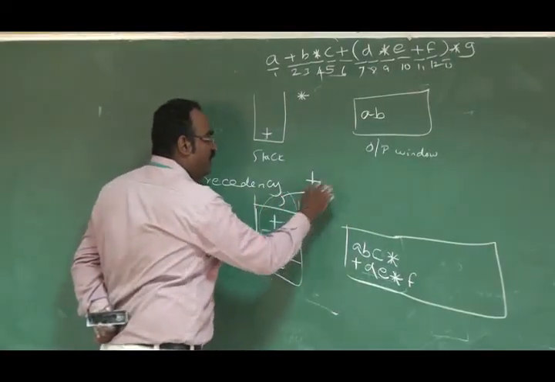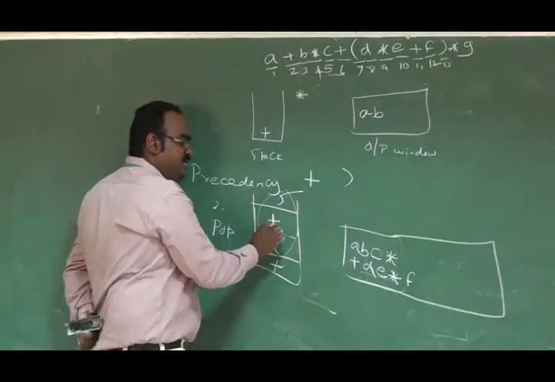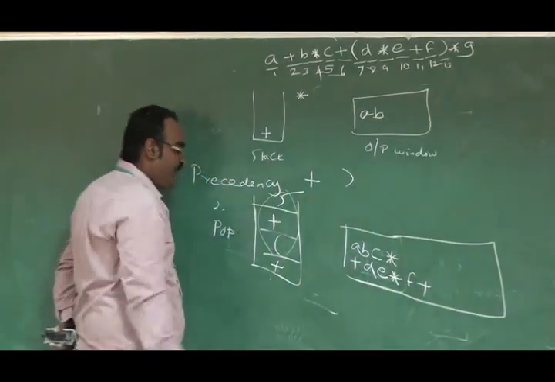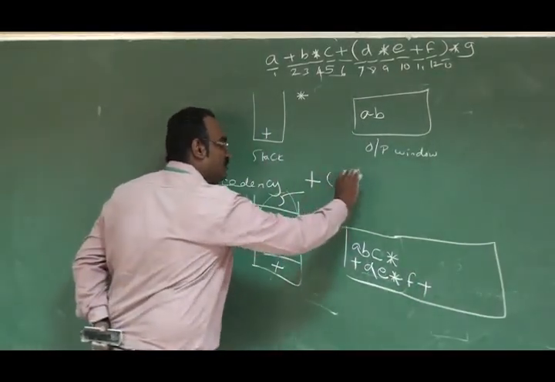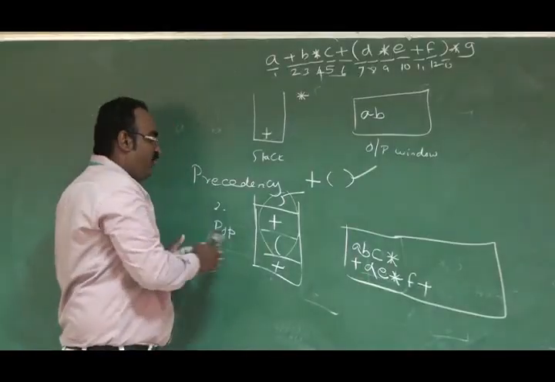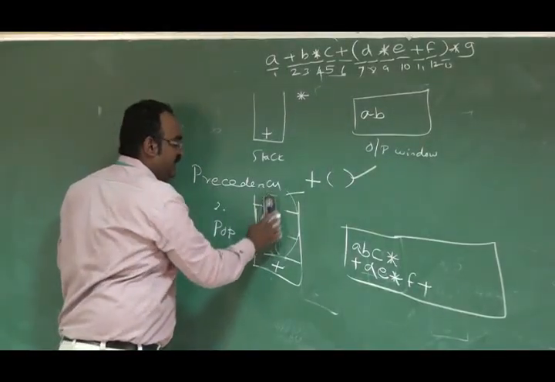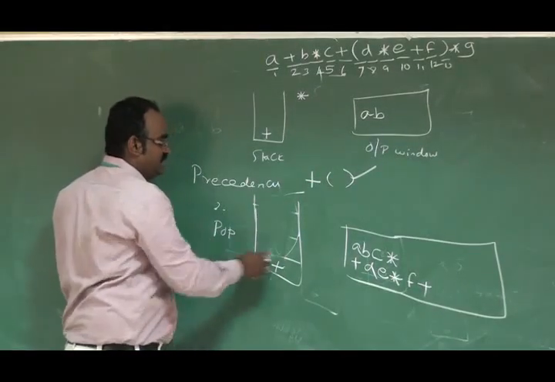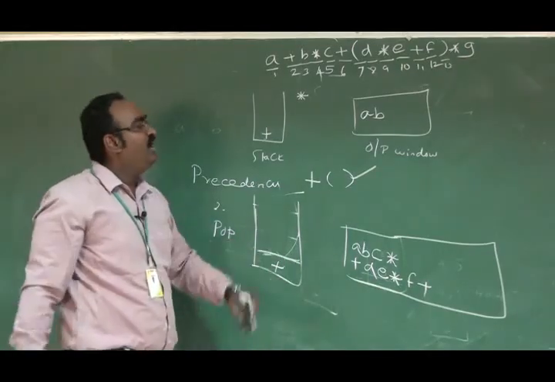So this is popped and thrown away, then plus goes to the output window, then the left parenthesis is also thrown away. So this is popped. Now these three elements in the stack are popped. So plus goes to the output window.